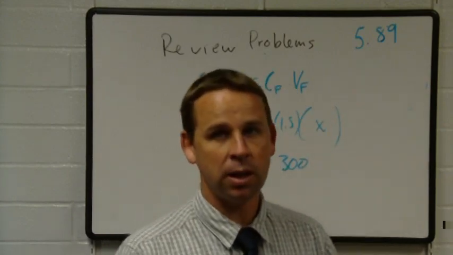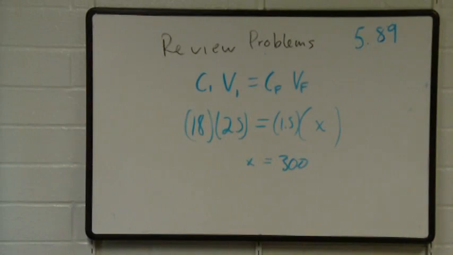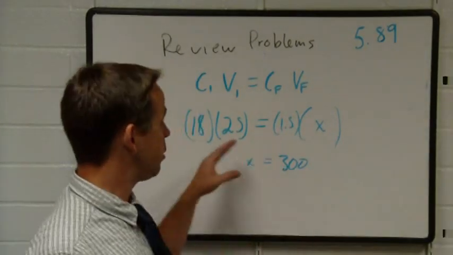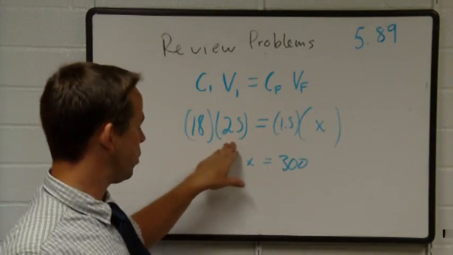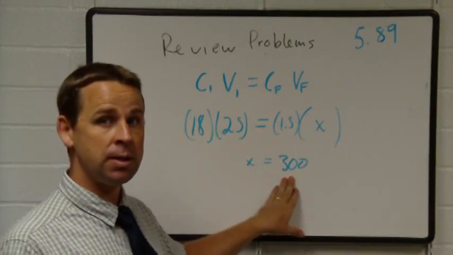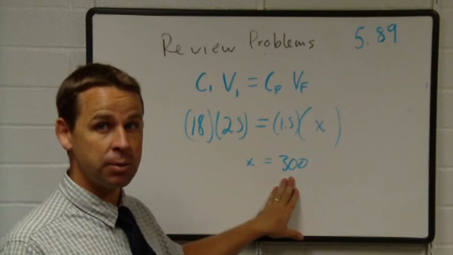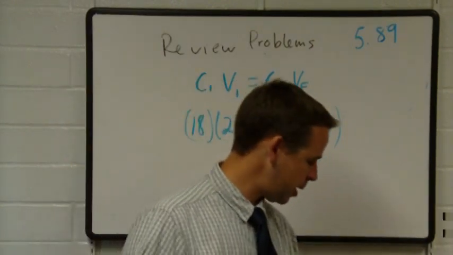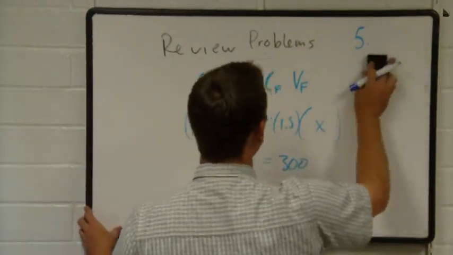So you always have to double check that they're not asking for how much water needs to be added. Because if they were to ask how much water needs to be added, you'd have to go from 25 to 300. That's 275 milliliters of water extra. But they're asking for what the final volume actually will be. Okay? So 589, 591.